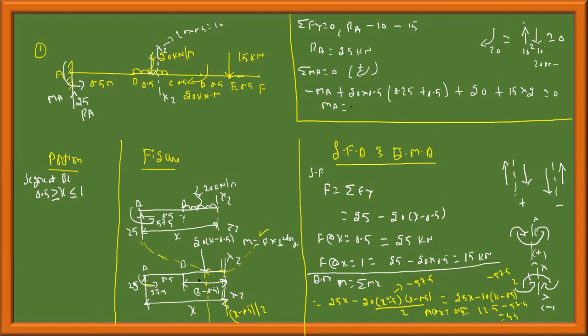Next, I don't have space here, so I'll write it here. M at x is equal to 1 is equal to 25 minus 10 by 2 minus 57.5, which will be equal to 20 minus 57.5, which is equal to how much? Sorry, 25.